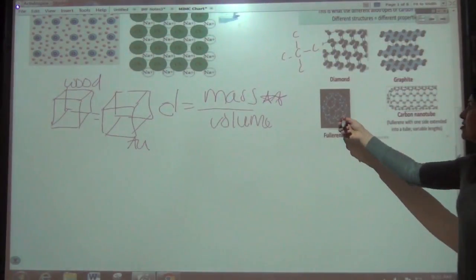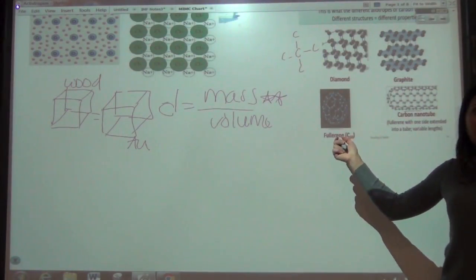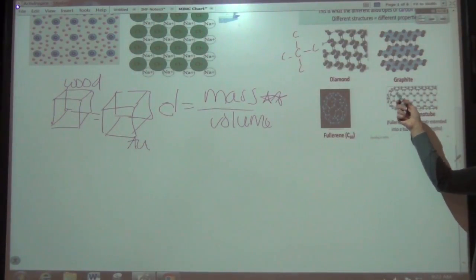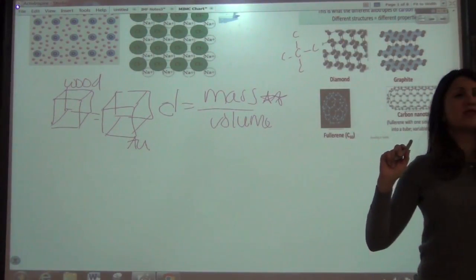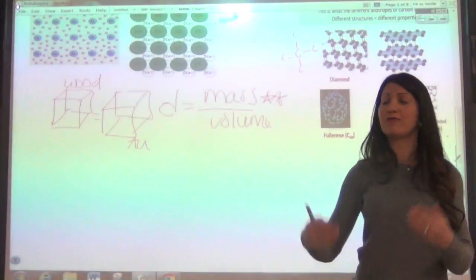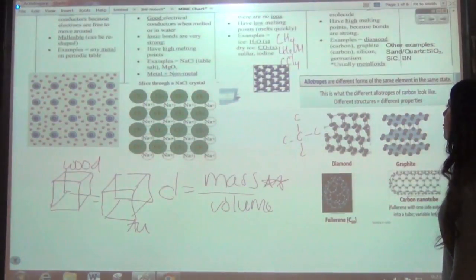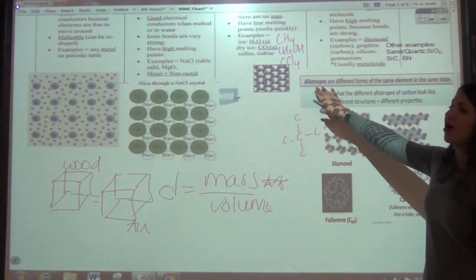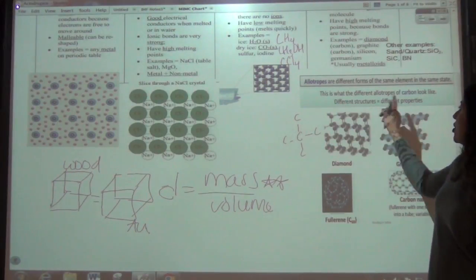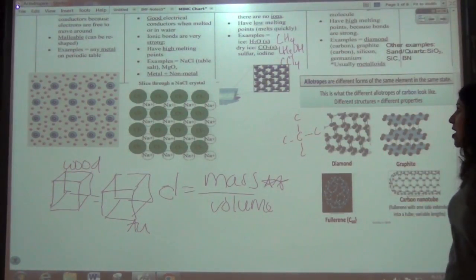These are called Buckminster fullerenes, or buckyballs is what they call them. And this is also fullerene. These are carbon nanotubes, where it's also carbons in chains. They use these in production of planes, for example, on the outside of a plane. Okay, so these are what they call allotropes. Allotropes are just different forms of the same element. And so these are different allotropes of carbon.